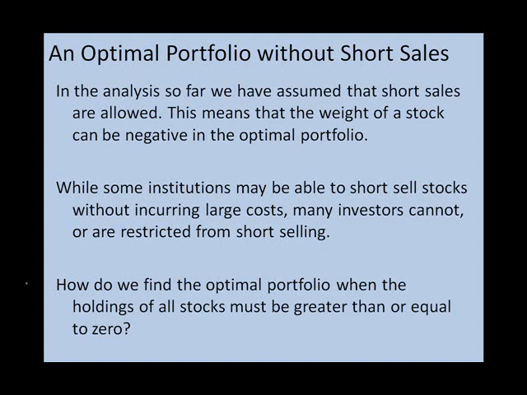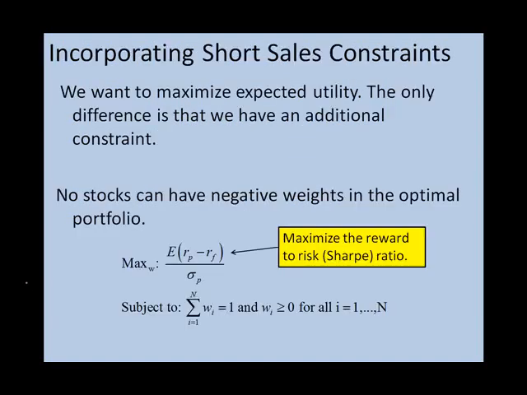That's the focus of today's class. We still want to maximize expected utility, but the only difference now is that we have an additional constraint. No stocks can have negative weights in the optimal portfolio.